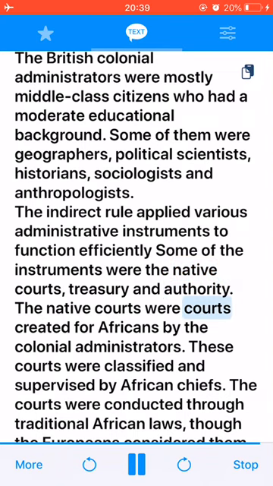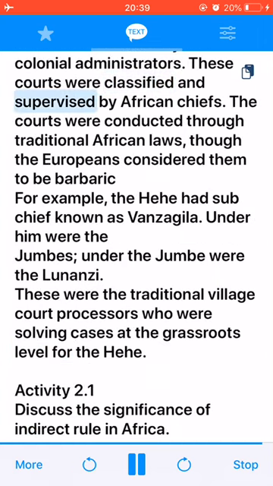The native courts were courts created for Africans by the colonial administrators. These courts were classified and supervised by African chiefs. The courts were conducted through traditional African laws, though the Europeans considered them to be barbaric. For example, the chief had a sub-chief known as Vanzagila. Under him were the Jums. Under the Jums were the Lunanzi. These were the traditional village court processors who were solving cases at the grassroots level for the chief.